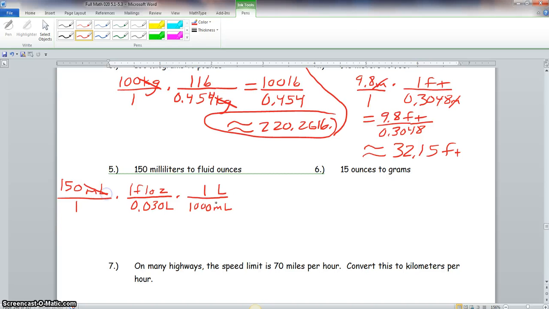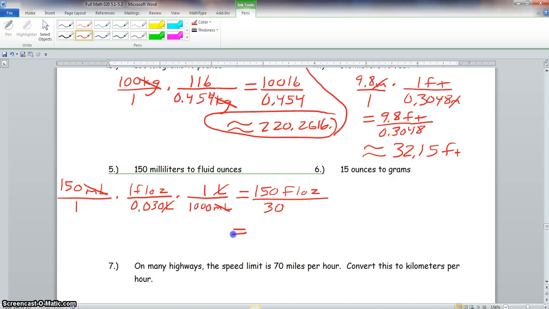So we will move this decimal 3 places, and that's what gives us our 1,000. So we will simplify out the milliliters, we'll simplify out the liters, and then we will multiply across. This will give us 150 fluid ounces all over, in our denominator, 0.030 times 1,000, which is actually 30.